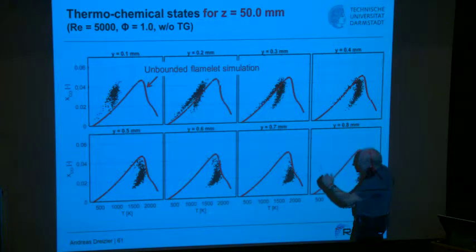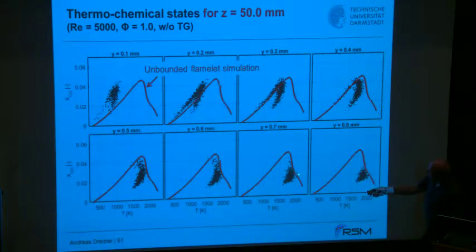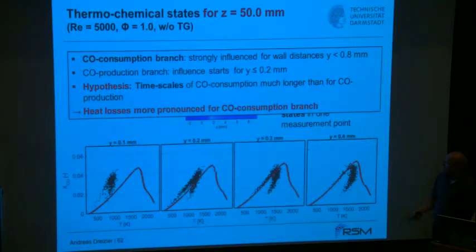Here, you're now in a location where you never have this CO production anymore. The jitter of the flame is not as large. It's only the CO consumption you see, and still it's slightly shifted to smaller temperatures. And now the question arises, where does it come from? Why is this branch influenced only very close to the wall, and the CO consumption already a millimeter away?